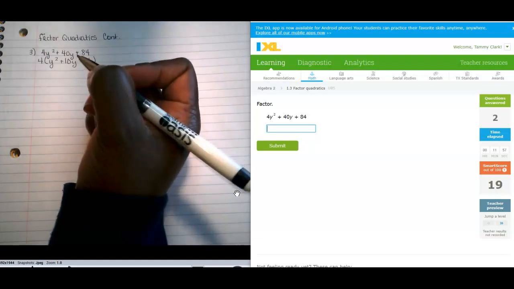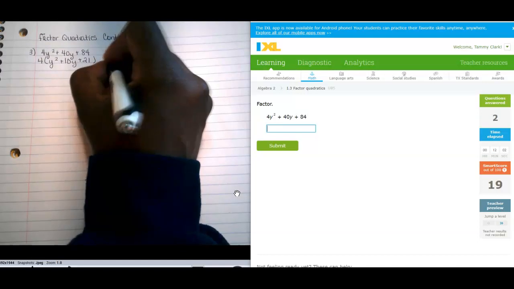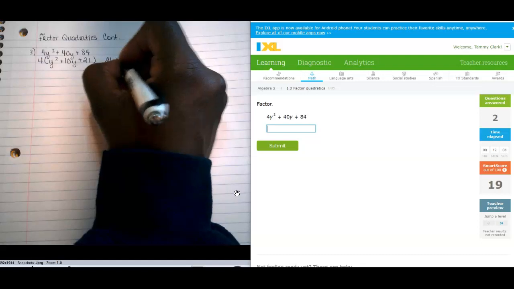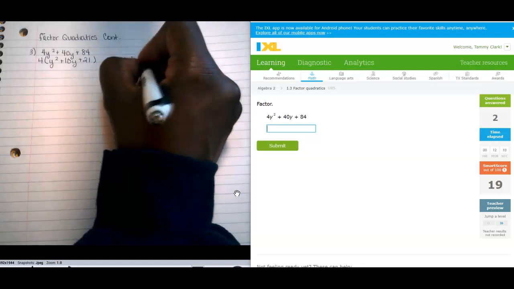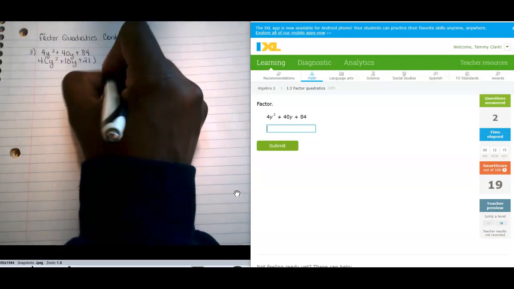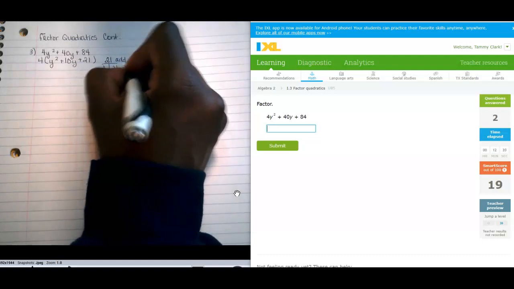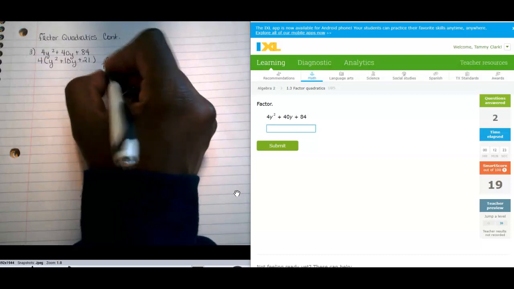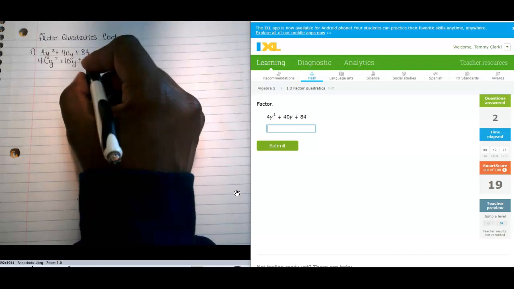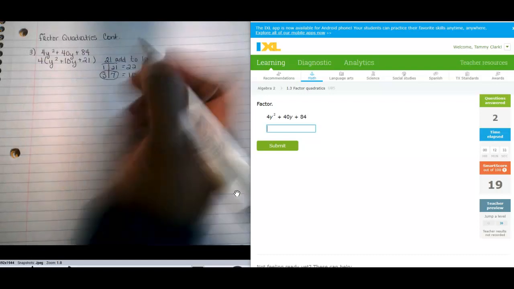So then my question becomes, what are the factors of 1 times 21, which is 21, that add to 10? And again, this is all positive. So I'm looking for, well, 1 times 21 gives me 21, but adds to 22. And then we have 3 times 7. Multiplies to 21, but adds to 10. So these two are my factors.